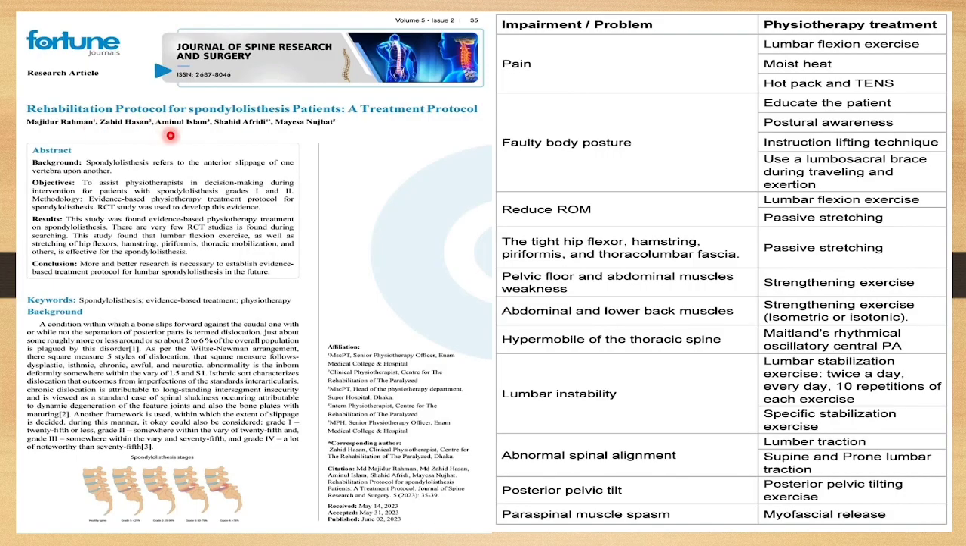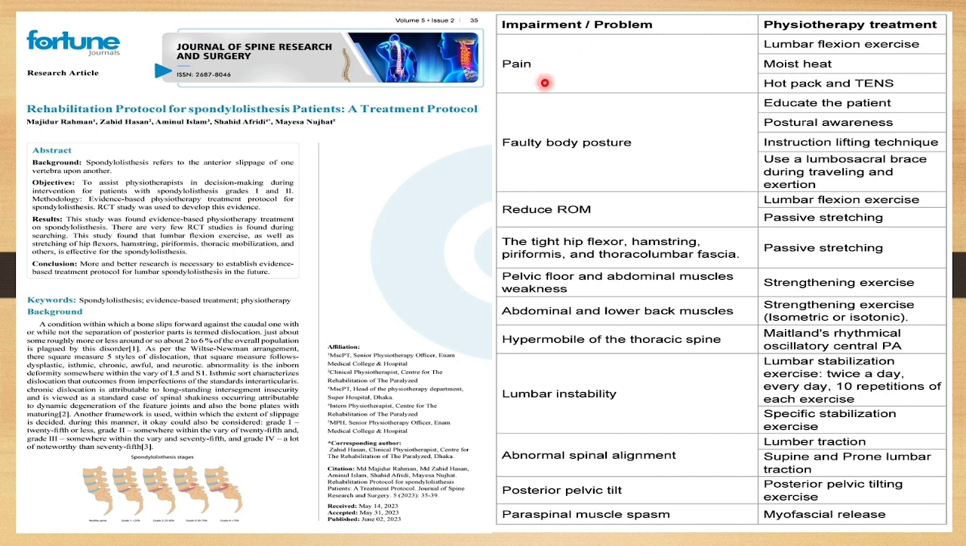And this is one of the evidence-based practices. This is the recent rehabilitation protocol for spondylolisthesis patients. It was published in the year 2023, just 3 to 4 months back, in June, in the Journal of Spinal Research and Spinal Surgery. It was published by Majidur Rahman, the primary author. The topic is rehabilitation protocol for a spondylolisthesis patient. So this is a treatment protocol, and this is the chart of the different conditions and the protocol which they incorporated to treat spondylolisthesis patients.